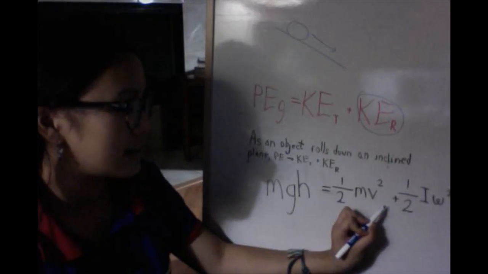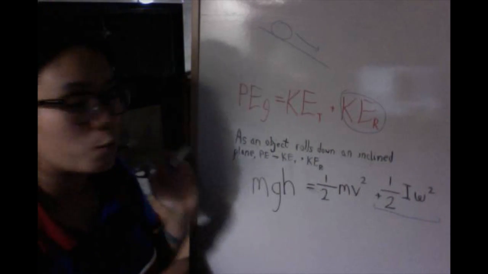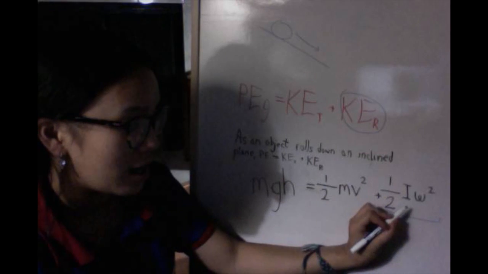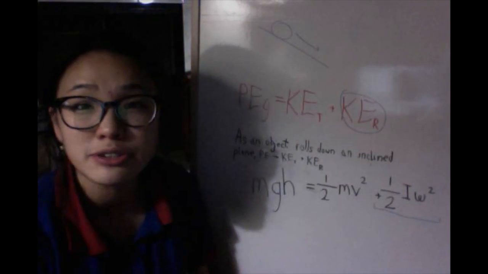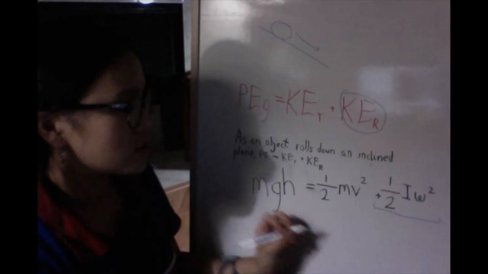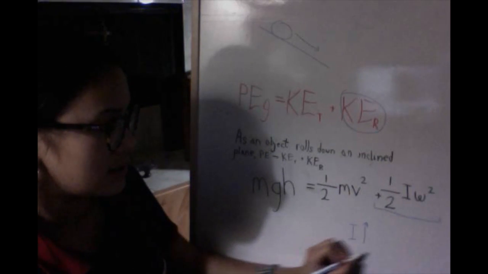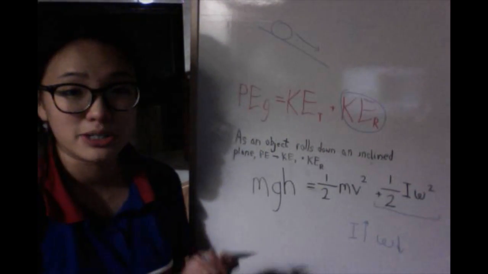Now, rotational kinetic energy is shown right here, and the rotational kinetic energy depends on that object's rotational inertia. And as we all know, rotational inertia is an object's resistance to rotating. So more rotational inertia means less angular velocity because they are inversely proportional.